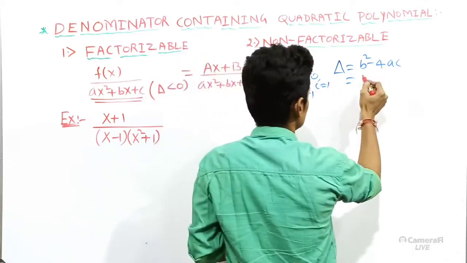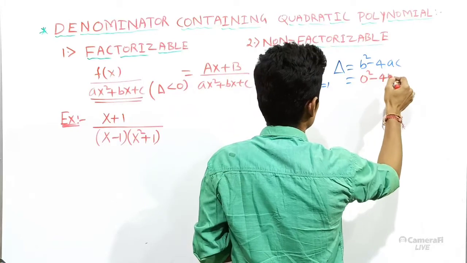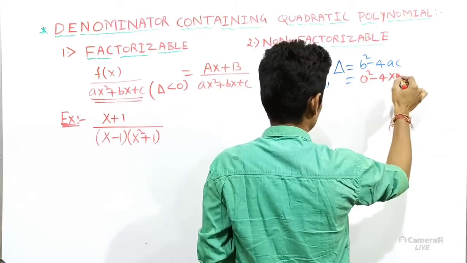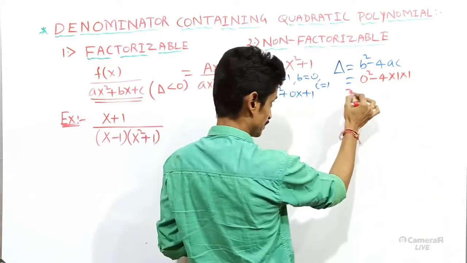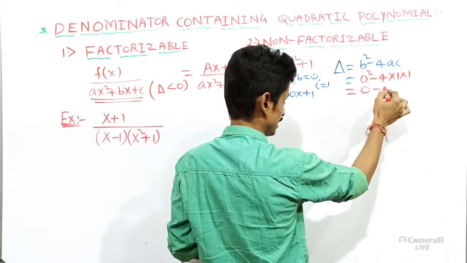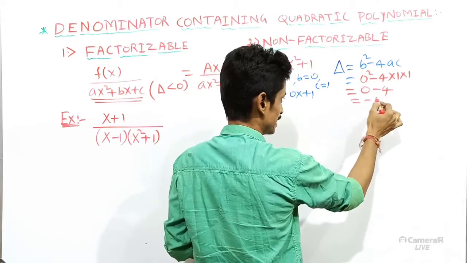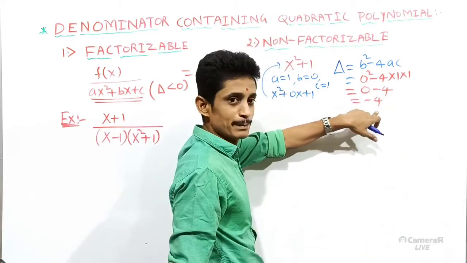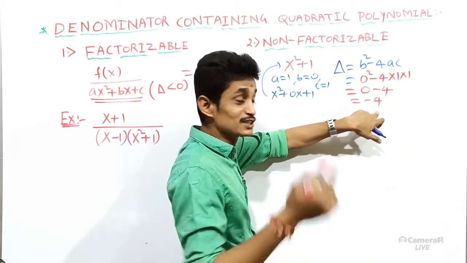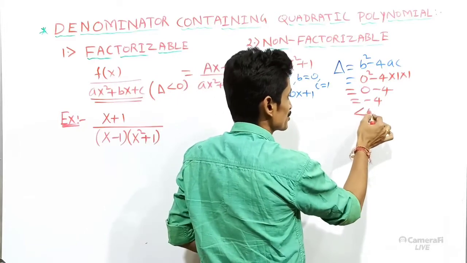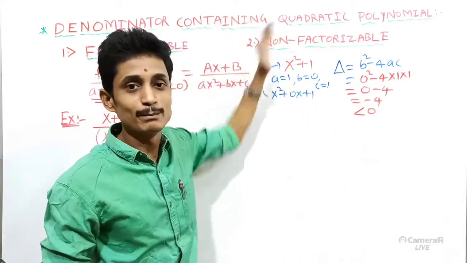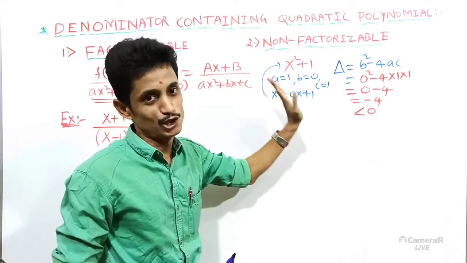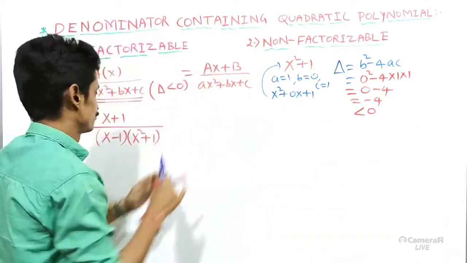Replacing now 0 square minus 4 into value of a is 1, value of c is 1. It means 0 minus 4, 0 minus 4 is minus 4. Which type of number did you get? This is smaller than 0. So it is a non-factorizable quadratic polynomial. So it's confirmed.